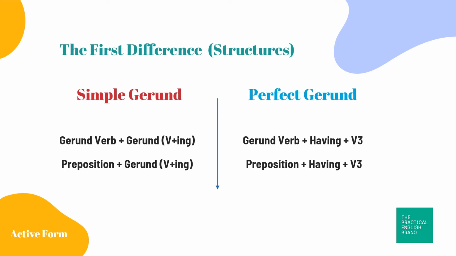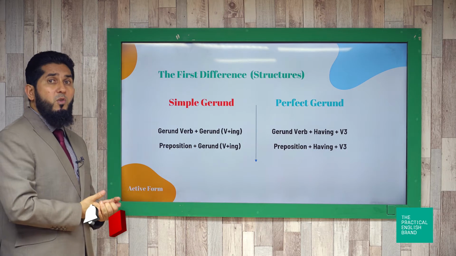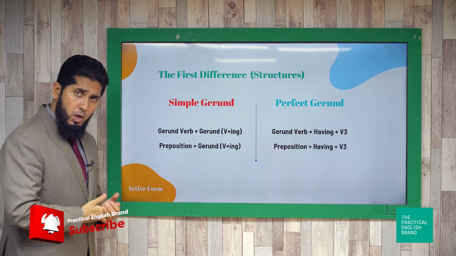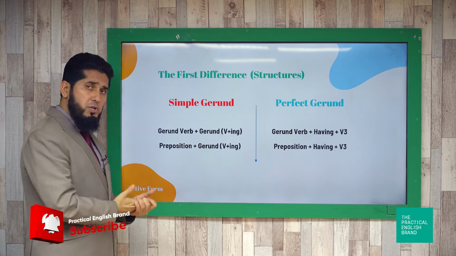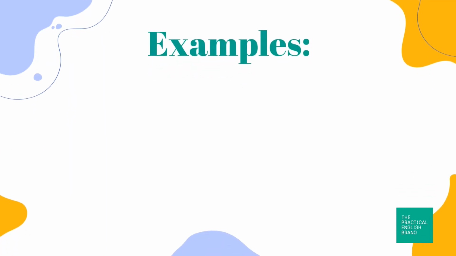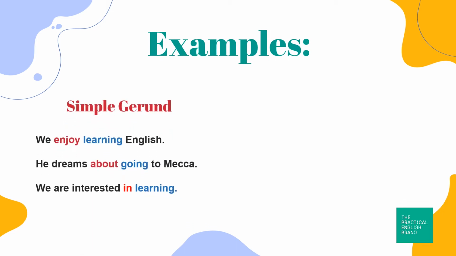But if it's perfect gerund, then the gerund verb is followed by having as a helping verb and then the main verb in past participle or third form, or preposition plus having plus past participle or third form. Now look at these examples. The first three examples over here are for simple gerund.